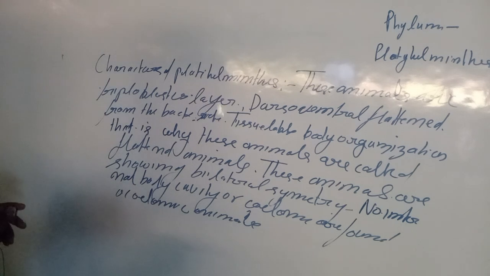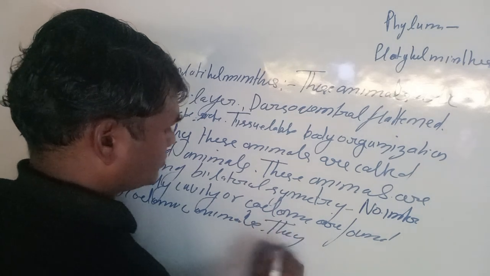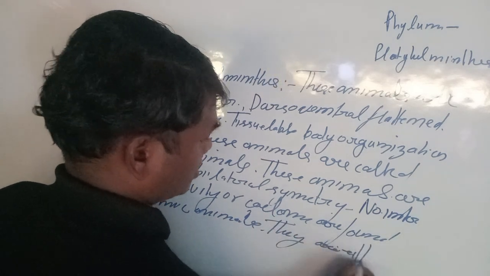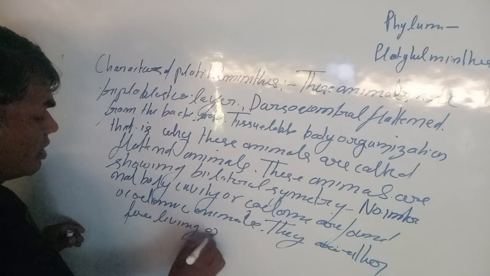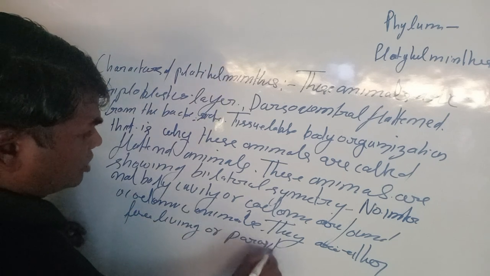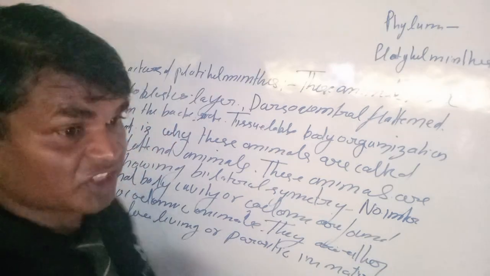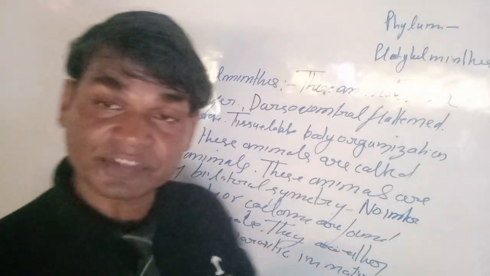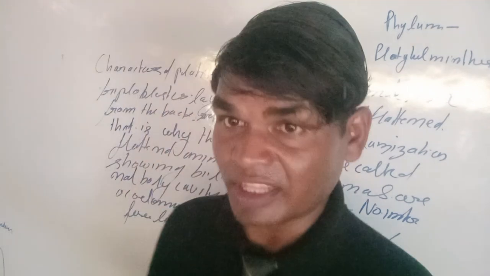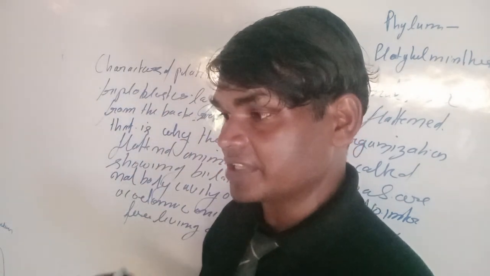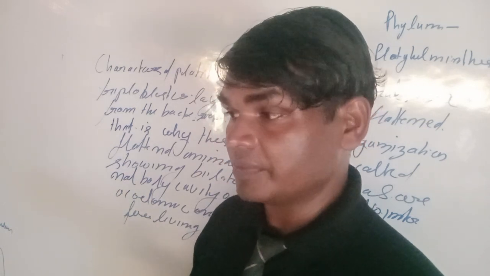The next character we will discuss here: they are either free living or parasitic in nature. Free living means they live in water or other places and do not harm anyone. If they are parasitic in nature, they can transmit disease to other persons, attack other animals, and suck nutrients from them for their survival.